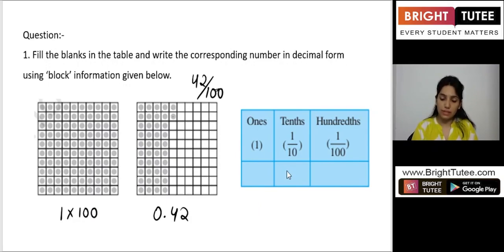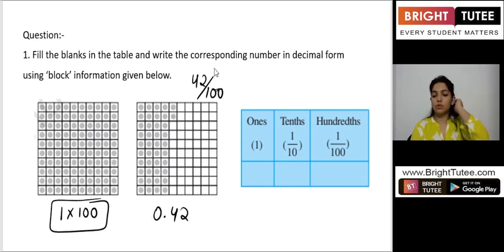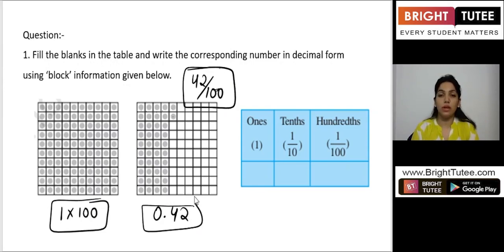For now, I hope it is clear that here out of 100, we see the complete box is shaded. So it is 100. And here because out of 100, we see 42 are shaded. So it is 42 over 100, or we can write it as 0.42. Now, as you can see, this is 0.42, right? So 4 is sitting at the tenths place. It is the number just sitting after the decimal point. So we put here 4 and we put here the 2.